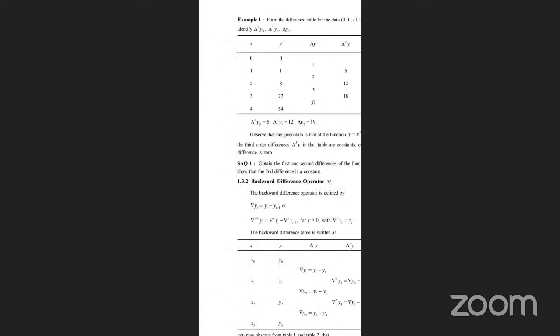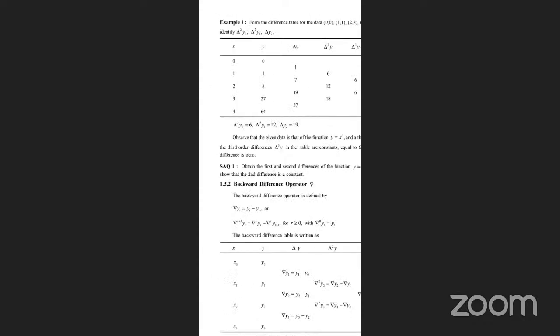So observe that the given data function is y is equal to x cube, a polynomial of degree 3. So del cube is constant, and the fourth order difference sequence is 0. Now obtain the first 4 differences of the function y is equal to x square, with h is equal to 1. Also show that the second difference is a constant.